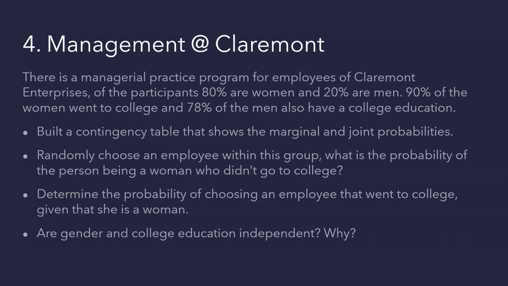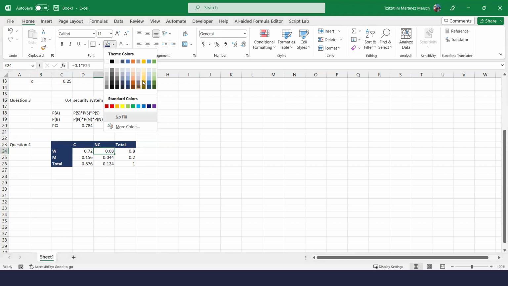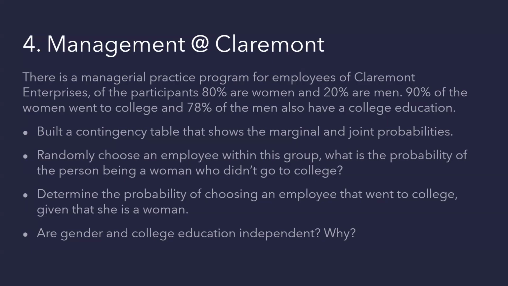And it says randomly choose an employee within this group. What is the probability of that person being a woman who didn't go to college? Well, this is the person you're looking for, this 0.08. That is the probability of this person being a woman and not going to college.